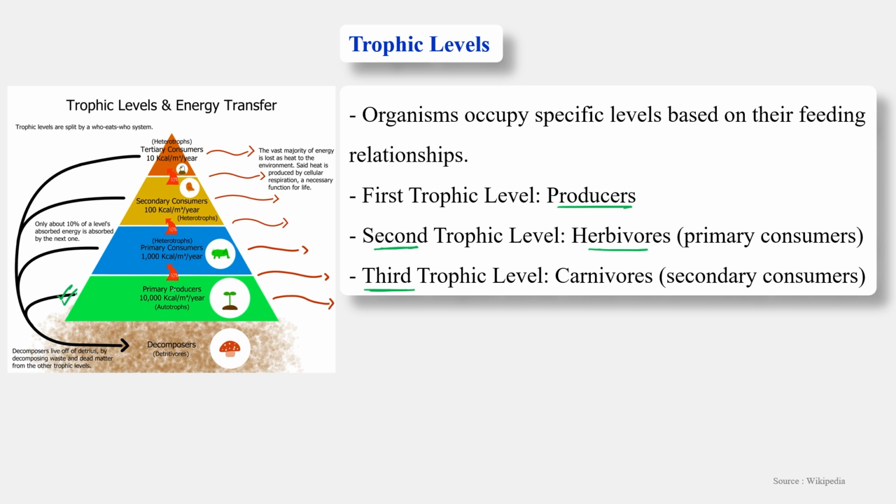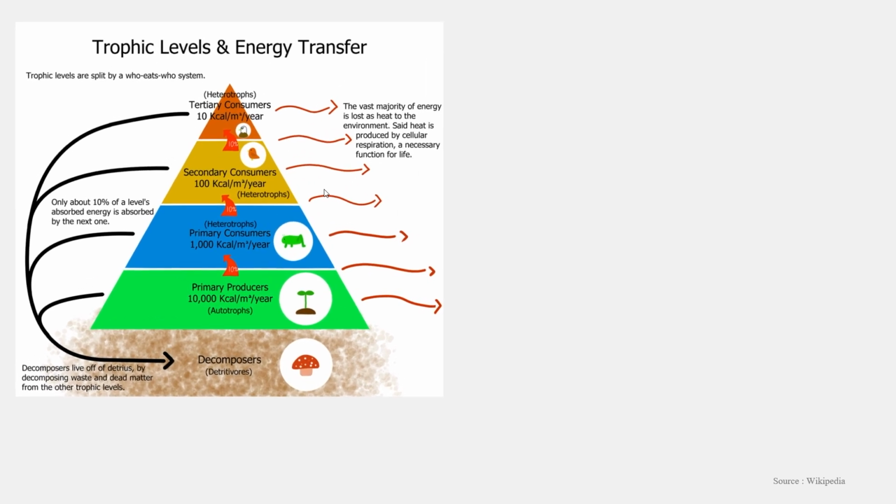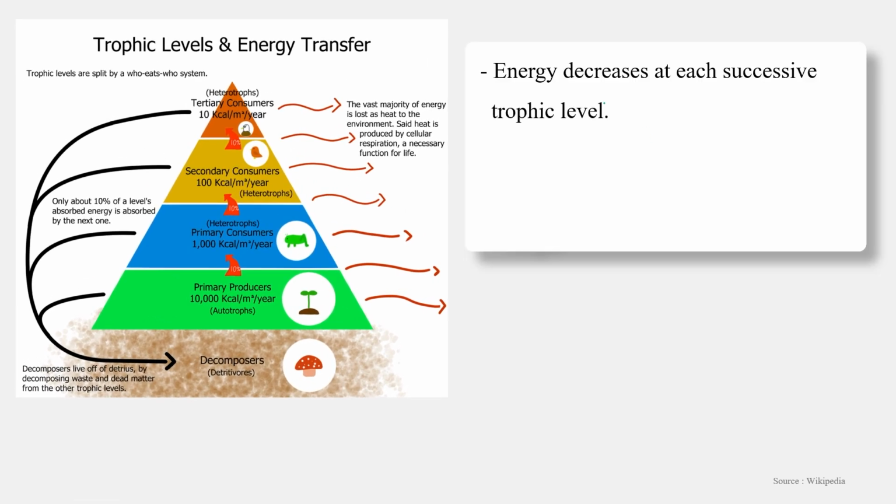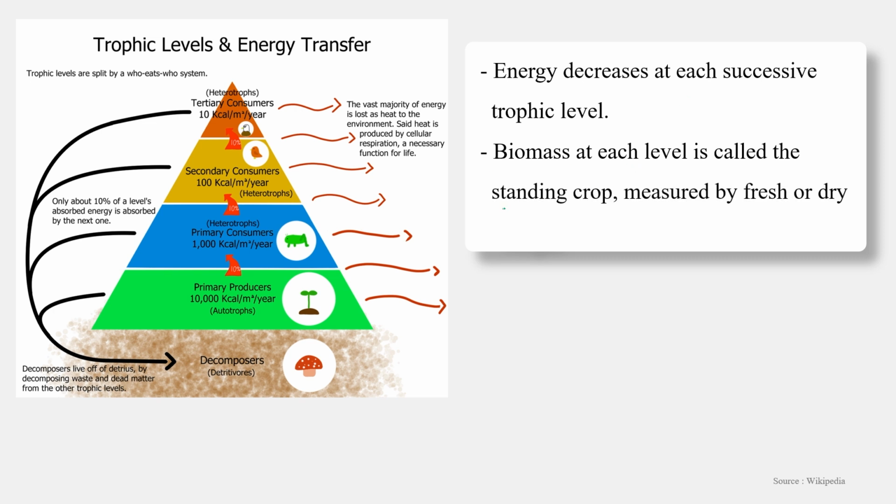You can see only 10% of the energy is transferred from one level to another level. The remaining energy is lost as heat to the environment. Okay, so these are the levels. Energy decreases at each successive trophic level, and the biomass at each level is called standing crop. What is the right term for the biomass at each level? Standing crop. And it is measured by fresh or dry weight.